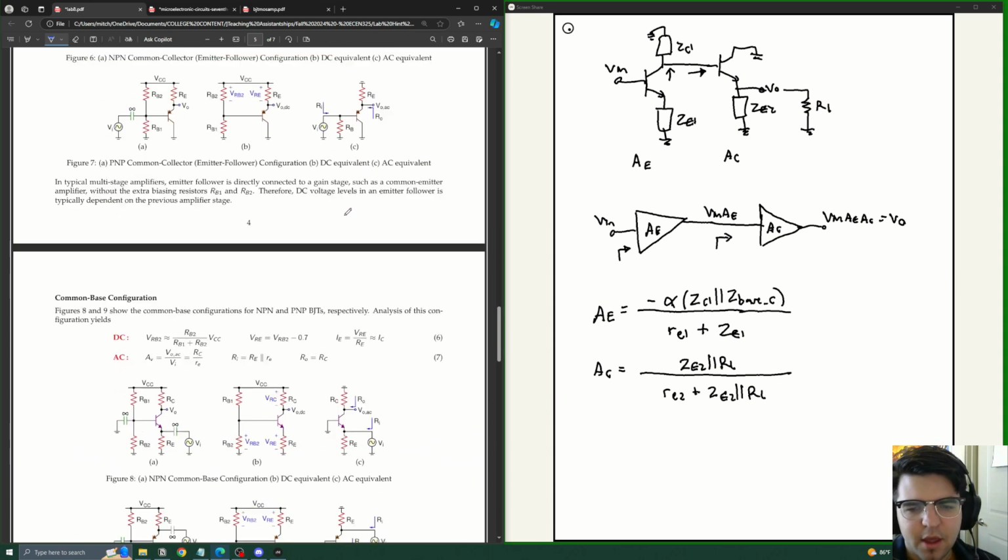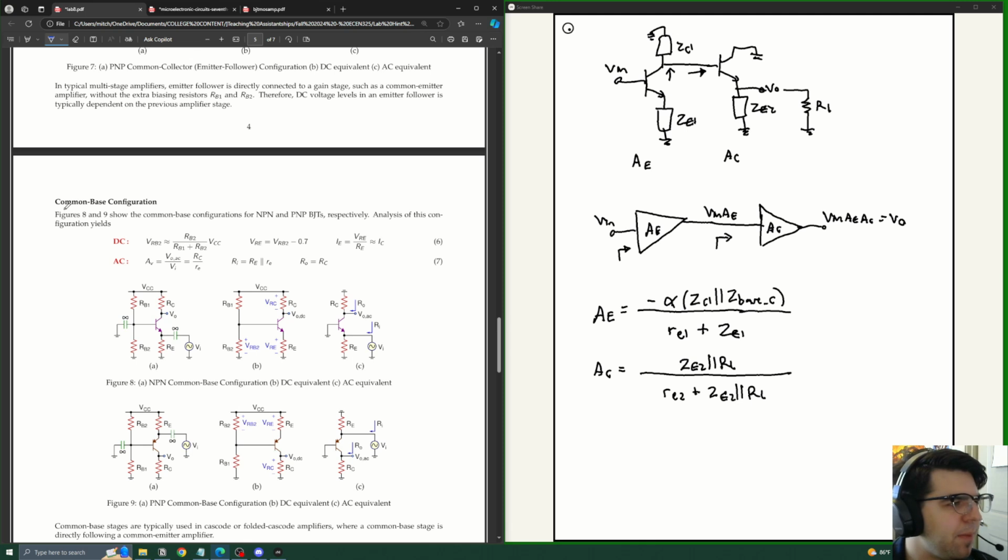And then lastly, we also have the common base configuration. Similar to the common emitter, it's got really high gain and really high output impedance based off whatever the RC is, but the input impedance is laughably low. So it would affect the gain of the previous stage. So why do we even talk about this? Well, because it actually shows up in a really common but more advanced transistor configuration called the Cascode configuration.